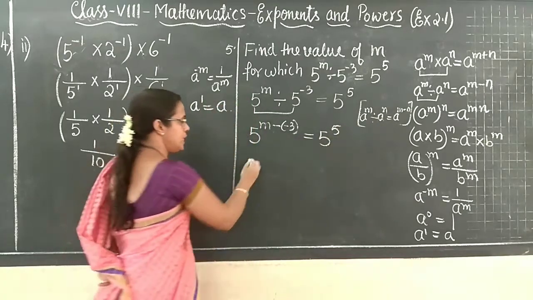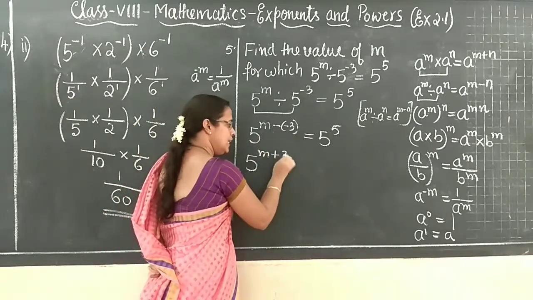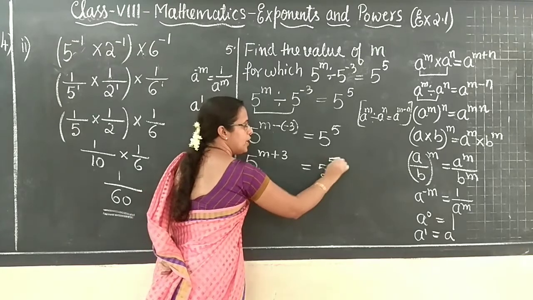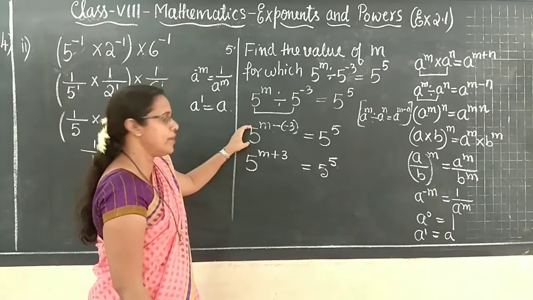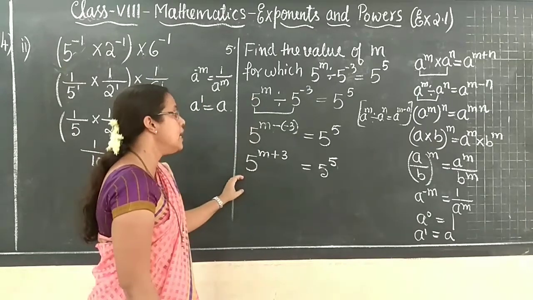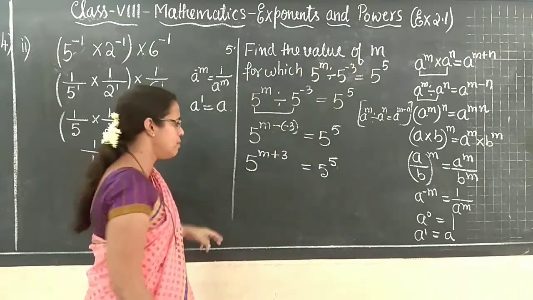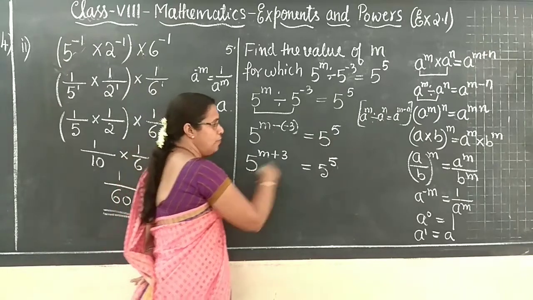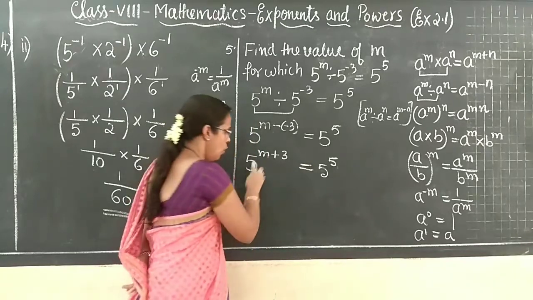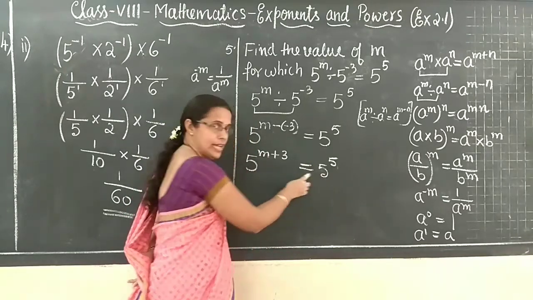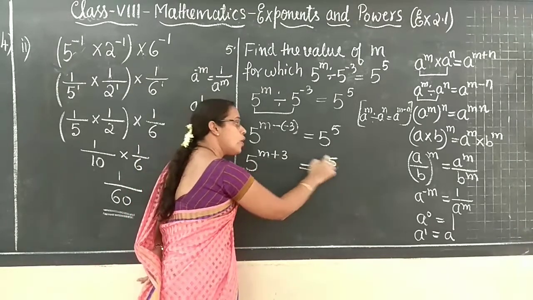So 5 to the power m plus 3 is equal to 5 to the power 5. The question is given like this; you use the second law of exponents. Now I have to find the value of m. Here the base is 5, and here the base is 5. There is an equal sign in the middle, so both bases are equal. Children, you have to understand: when the bases are equal, then the powers are also equal.